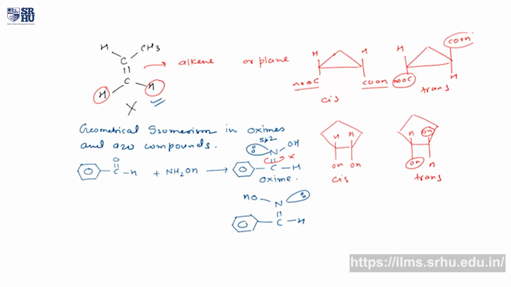Now what are the two geometrical isomers? The two geometrical isomers are the one in which the OH group is on the right and the one in which the OH group is on the left, or you can say the lone pair is on the right side and the lone pair is on the left hand side. So these two will show geometrical isomerism. Now what is the name given to these geometrical isomers? Let me tell you that we do not use cis and trans for designating geometrical isomerism in oximes. No, we don't use it. We use syn and anti.